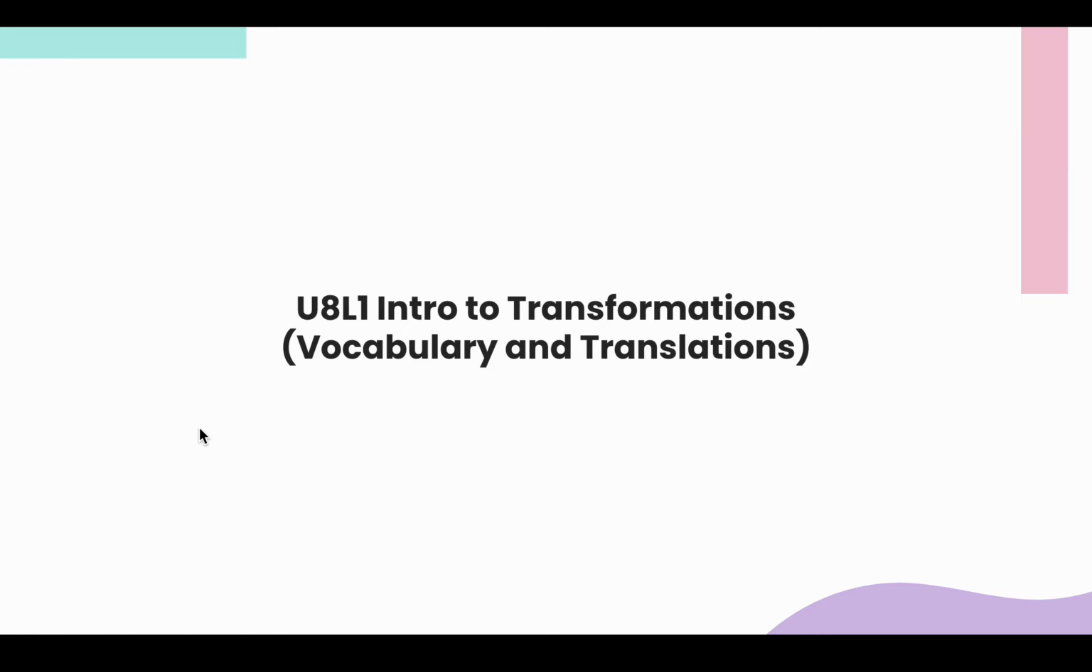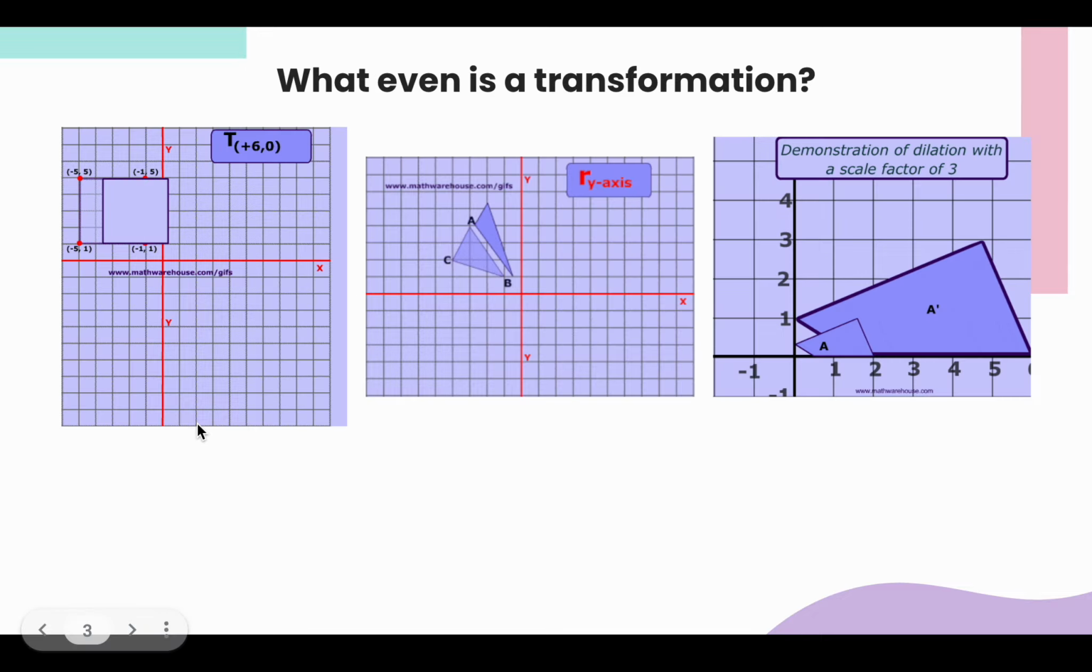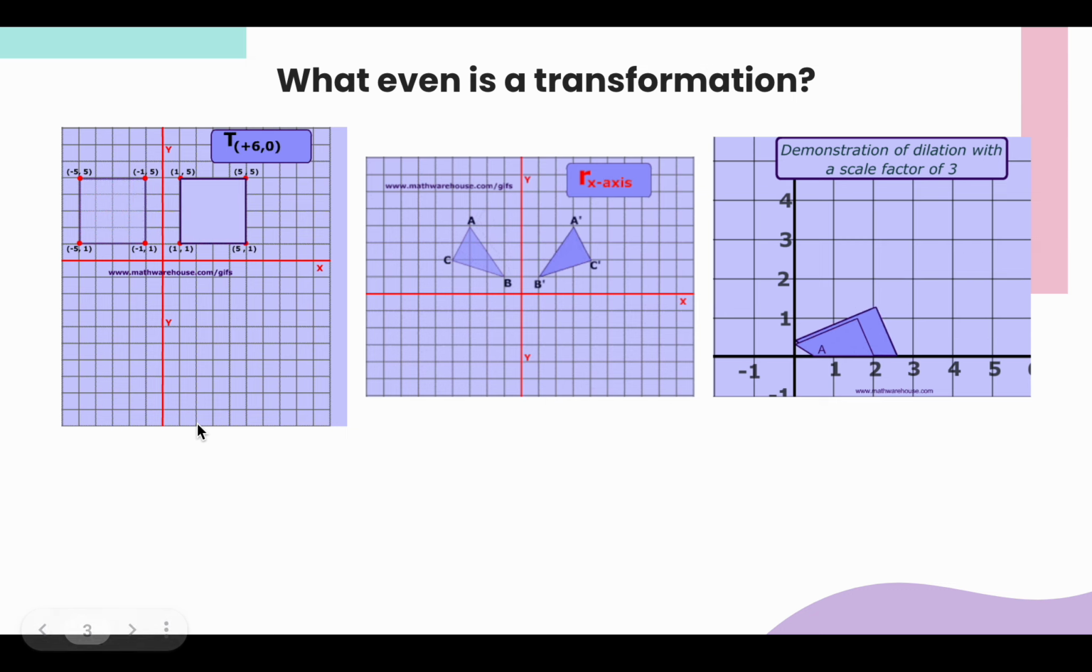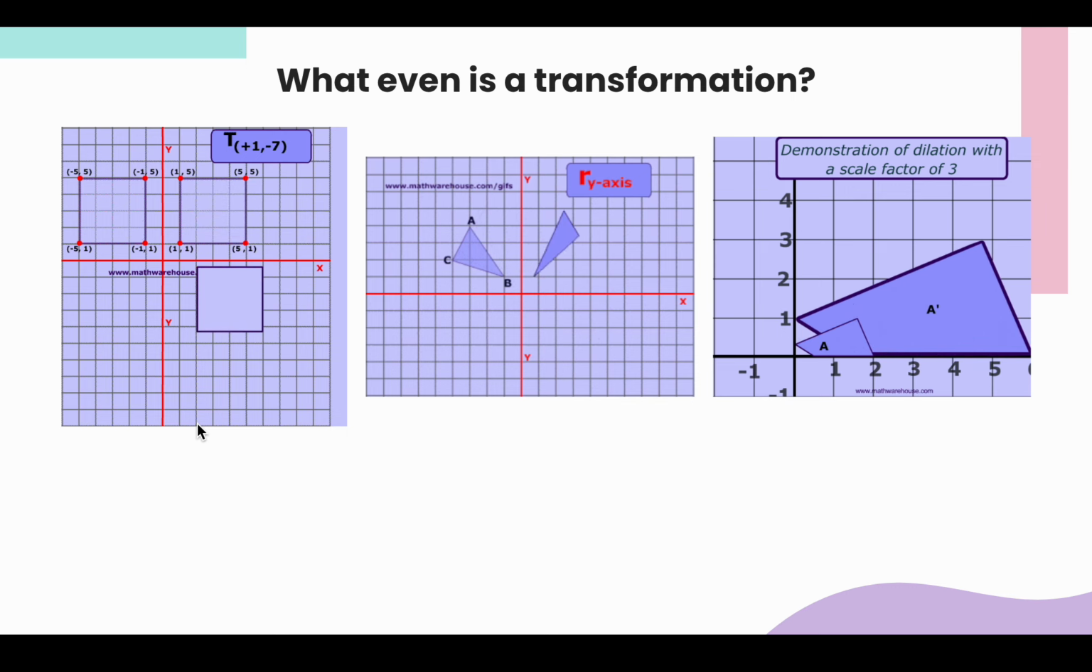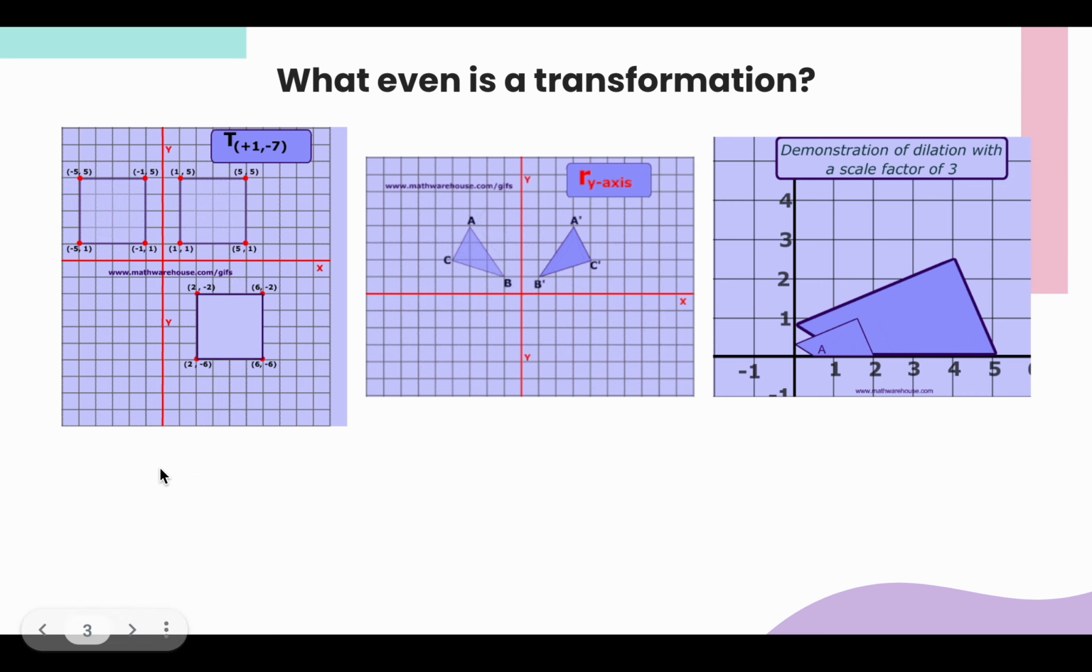Alright, welcome to the first video of Unit 8, where we're going to be talking about some important vocabulary, and we're going to be getting into our first transformation. So, what even is a transformation? Well, transformation kind of sounds like the word transform, and that's exactly what we're going to be doing. We're going to be transforming or manipulating certain points and figures on the coordinate grid to get some new images.